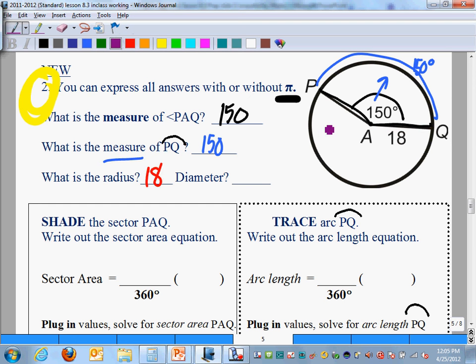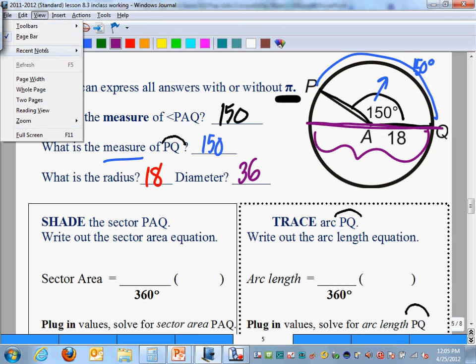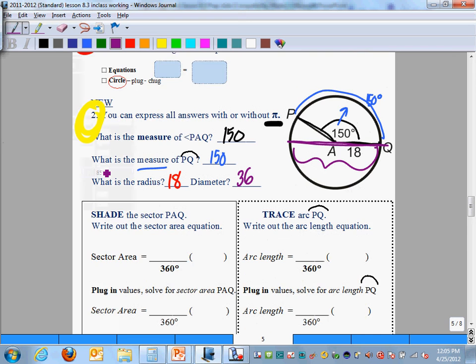Trace the diameter, please. Everybody, trace the diameter. I know what the diameter is. Fine, go for it, Cody. 36. Yes, 36. It's double. Okay, now we're ready to work.